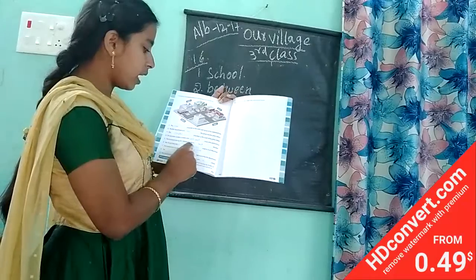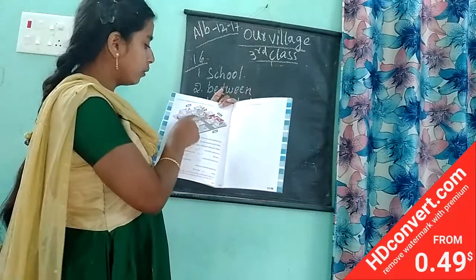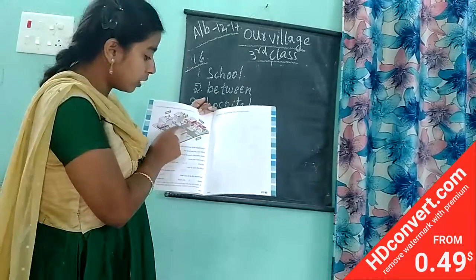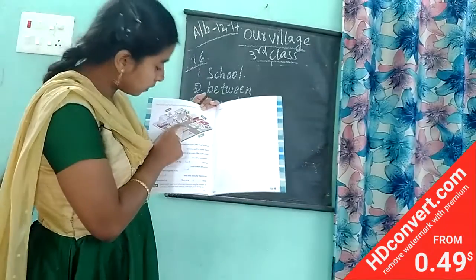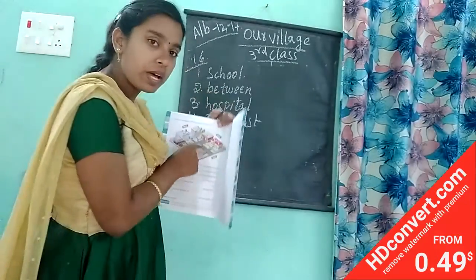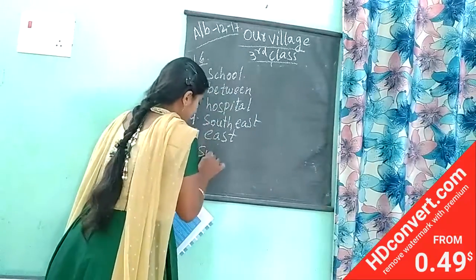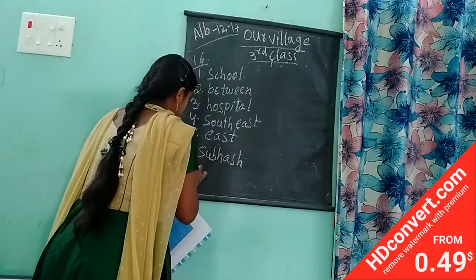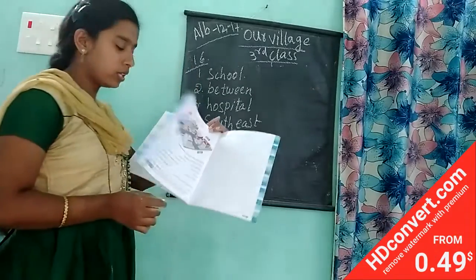We should take the dash road to reach the school. To reach the school, which side, which road we have to go? We have to go here. Which road is this one? Already we can see here. S-U-B-H-A-S-H. Subhash Road. Okay, children. Subhash Road.